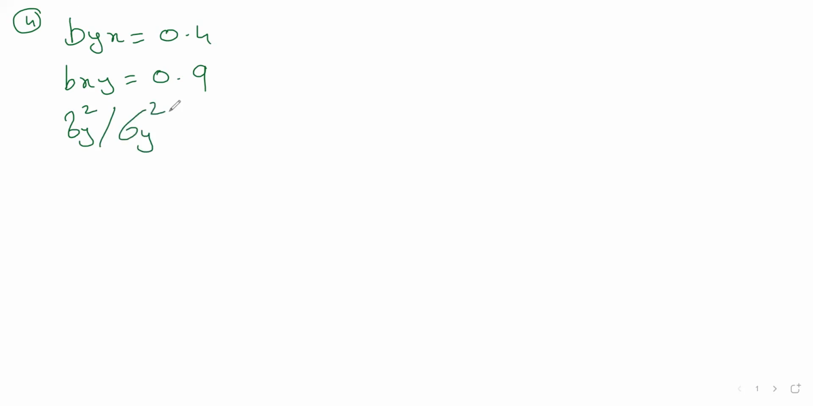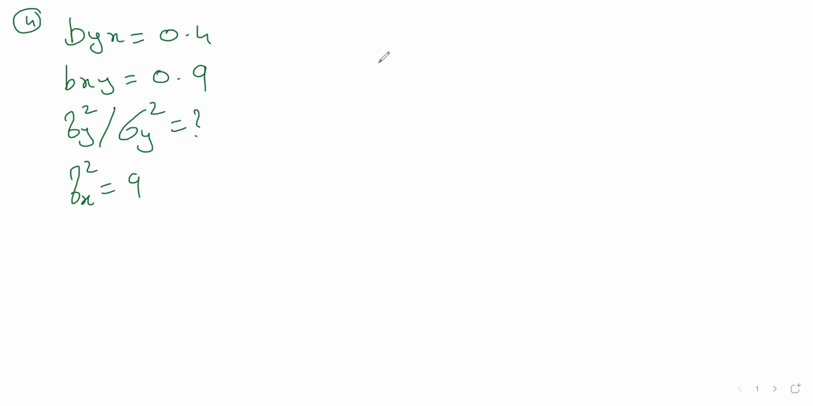Question 4 is, for a bivariate data, the regression coefficient of y on x, byx, is 0.4 and the regression coefficient of x on y, bxy, is 0.9. Find the value of variance of y if variance of x is 9. You want variance of y. You can write it down like this also: if variance of x is 9.